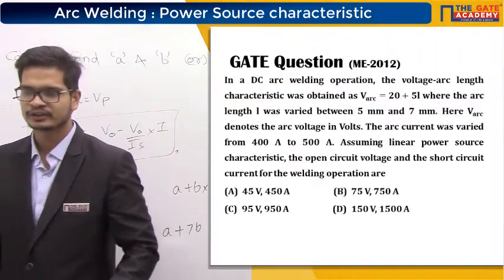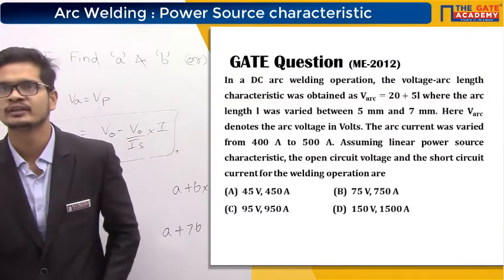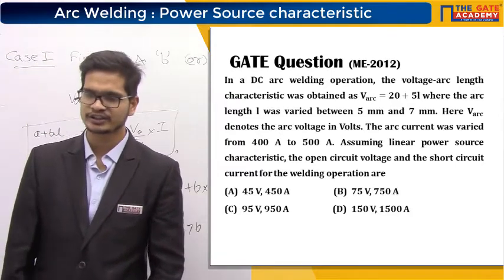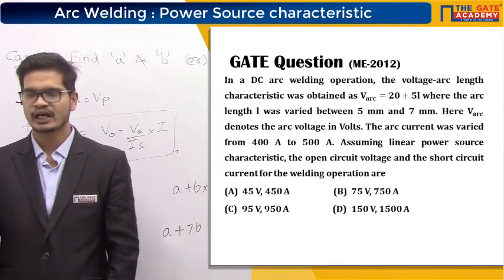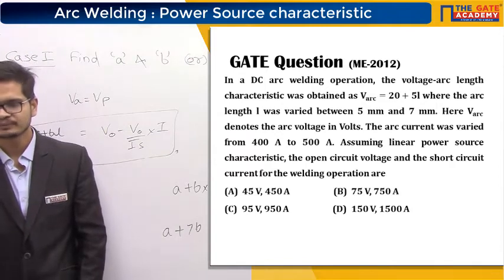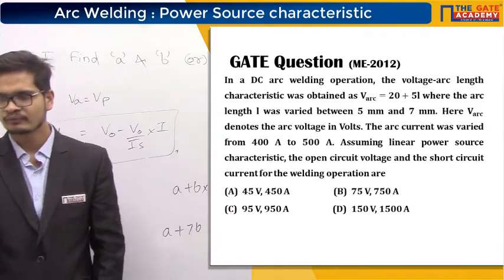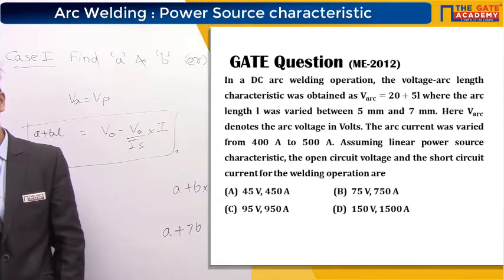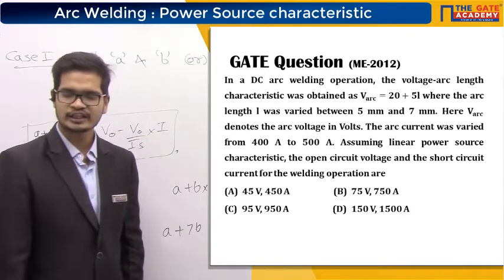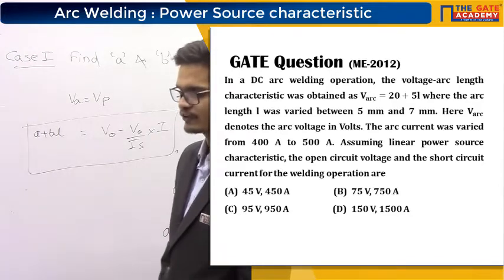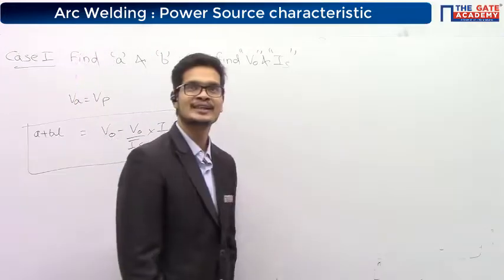Try this question. This question has one very good trick. In a DC arc welding operation, the voltage arc length characteristic was obtained as V arc is equal to 20 plus 5L, where arc length L was varied between 5 mm and 7 mm. Here V arc denotes the arc voltage in volts. The arc current was varied from 400 ampere to 500 ampere. Assuming linear power source characteristic, the open circuit voltage and short circuit current for the welding operation are.